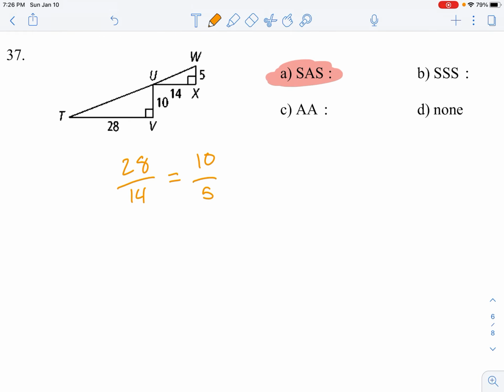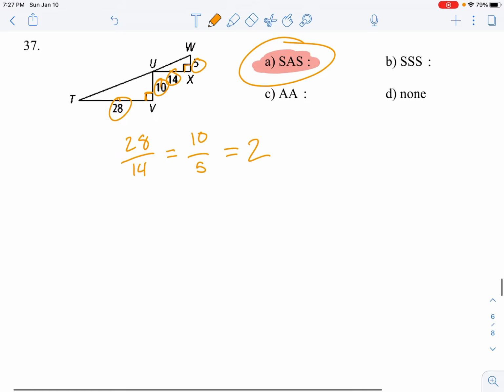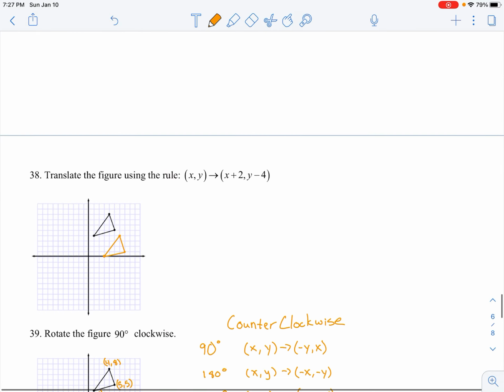Number 37. This one I said was side, angle, side. We obviously have 2 right angles, so those angles are congruent. And the 28 goes with the 14, so 28 over 14 and 10 over 5. Again, those are both a scale factor of 2, so it's side, angle, side, because those proportions were the same.